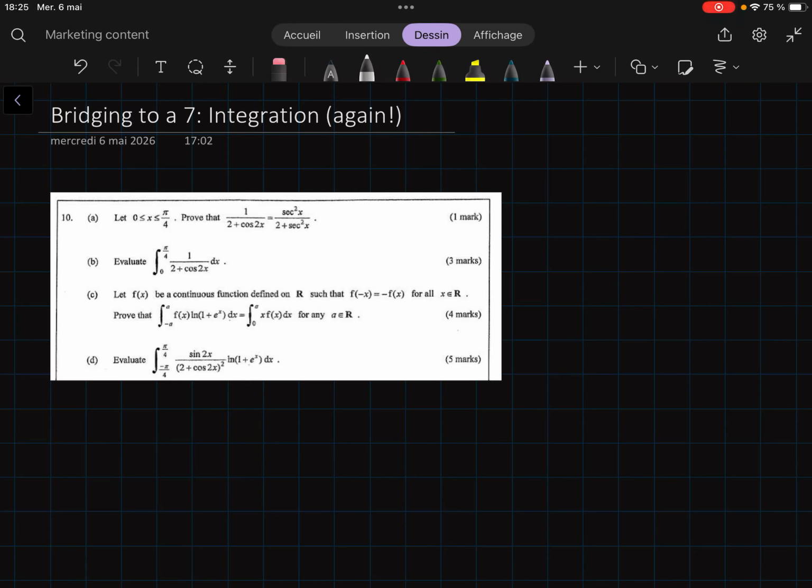Hiya. It just seems like everyone loves integration. So here I am back again with another integration question. This one, in case you couldn't tell, is from Hong Kong. Let's get cracking, shall we?